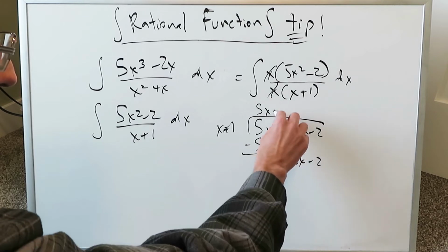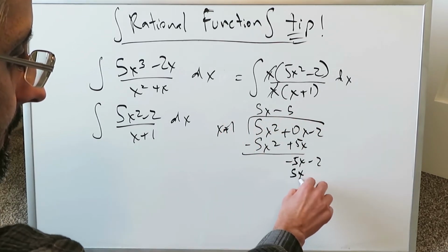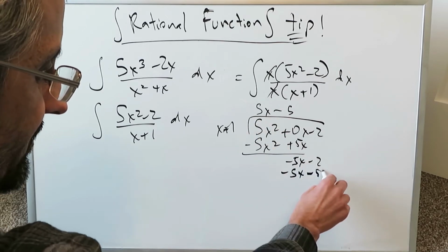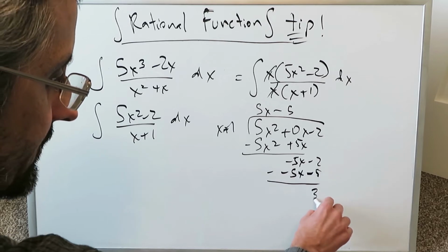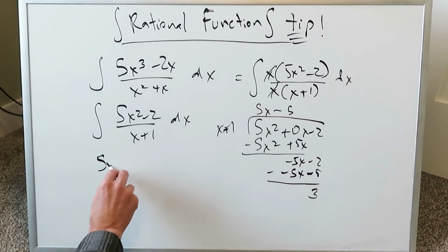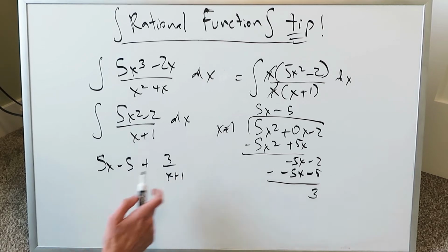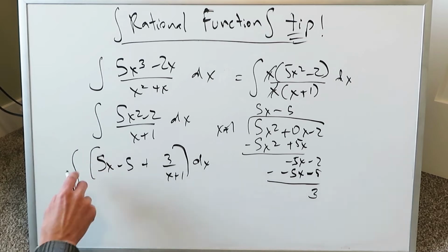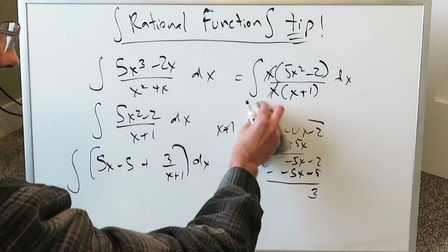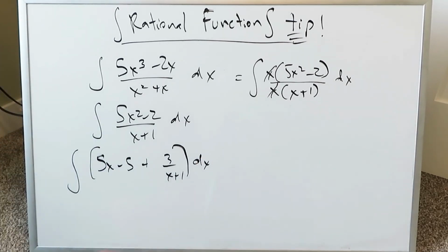x goes into minus 5x minus 5 times, and then you multiply it back, you'll have minus 5x minus 5. You can subtract everything over here, it'll switch the signs around, and here you'll have a 3. So you end up getting 5x minus 5 plus 3 over x plus 1. This right here is my remainder, and everything over here is basically your new integrand.